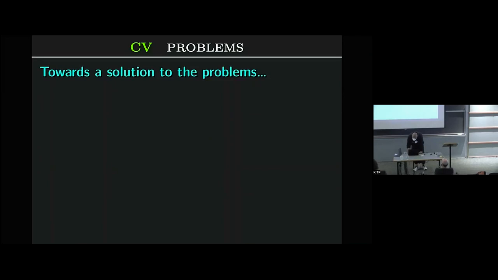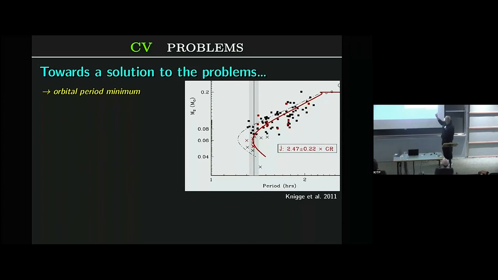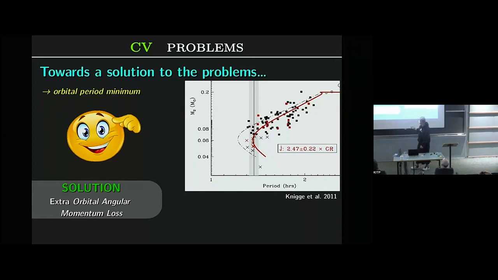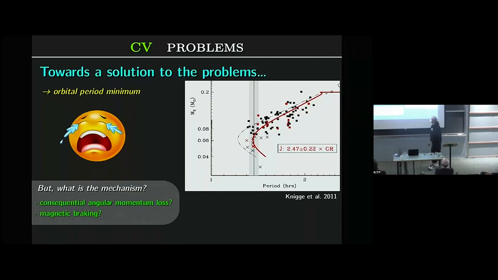But there's light at the end of the tunnel. For example, Koenig et al. showed in 2011 that we can solve the orbital period minimum problem if we have additional angular momentum loss below the gap. So the solution to explain this is to have this extra angular momentum loss. But the problem is that we don't know what the mechanism is. I mean, thinking about physics, what should be responsible for this additional angular momentum loss?